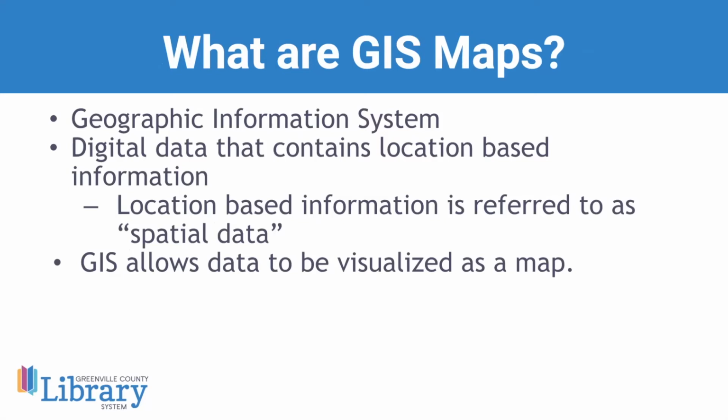This is a system that analyzes and displays geographically referenced information. And it uses data that's attached to a specific unique location. So it's location-based information. A lot of times it's sometimes referred to as spatial data, so you may hear that term. But to simplify things, GIS allows this data to just be visualized on a map.